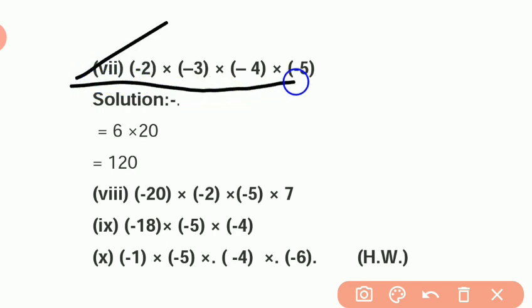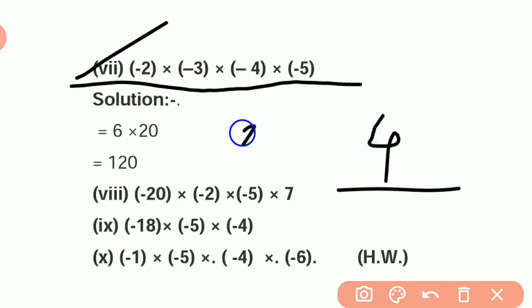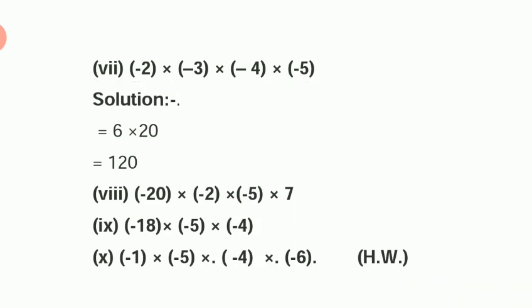You can see how many negative integers are given? 1, 2, 3 and 4, means even. And we know that if the number of negative integers is even, the answer will be positive. So here we can multiply by taking pairs. First you multiply 2 with 3 and 4 with 5.